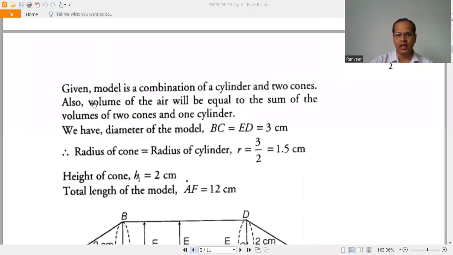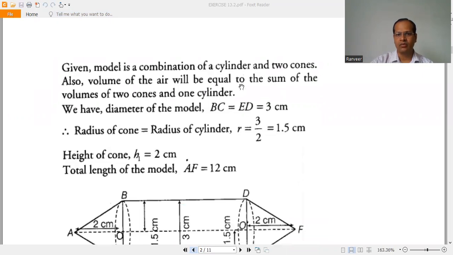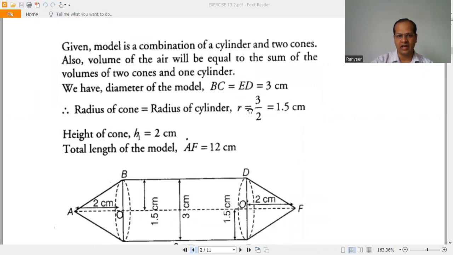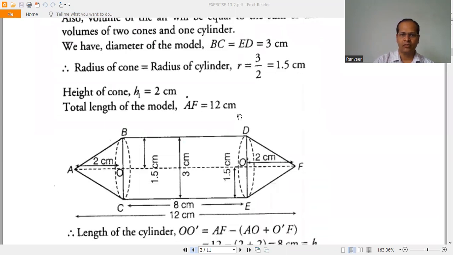Whatever model the student prepared is a combination of a cylinder and two cones. So the volume of air will be equal to the sum of the volume of two cones and one cylinder. So we have to write down all the structure values. BC is equal to DE, and this value is 3 centimeters, so the radius is 1.5 centimeters. The height is 2 centimeters. The value of AF is 12 centimeters, as given.